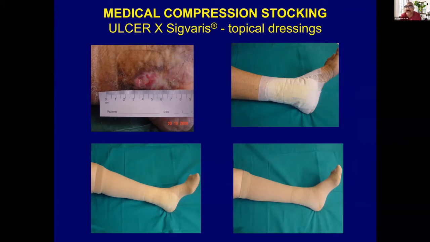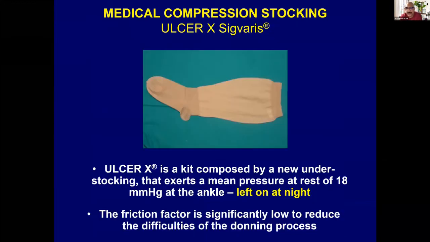So one such one is an Ulcer-X by Sigvaris, where you do the dressing, and then it's a system of 2 stockings. This one shows you that there is one inner layer, which is kind of a closed toe, and the other one is the outer layer. Now, the inner layer is an understocking that exerts a mean pressure at rest of about 18 millimeters of mercury at the ankle, and it's kept on for 24 hours.